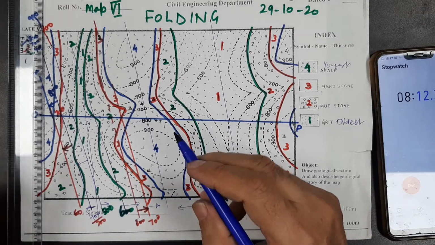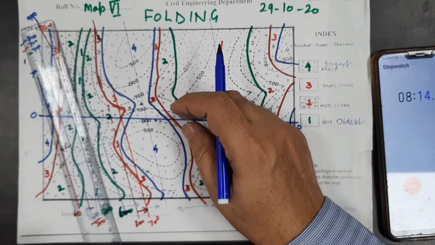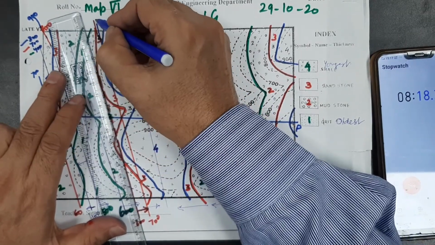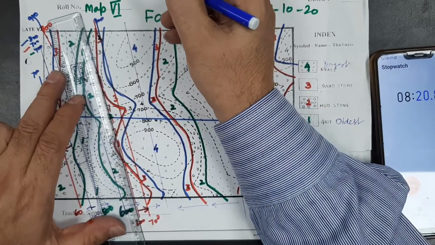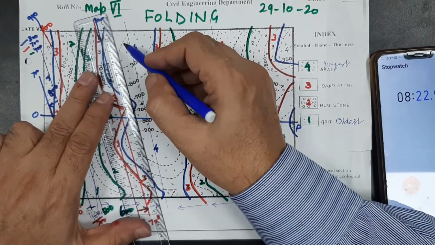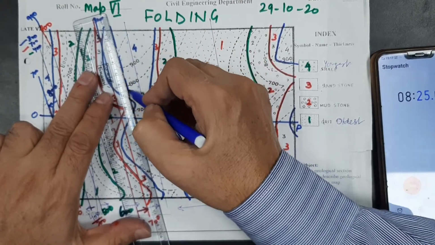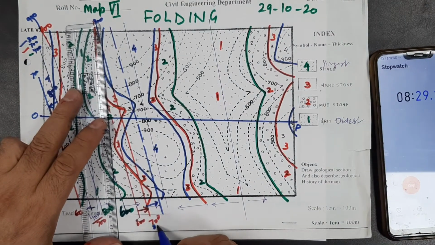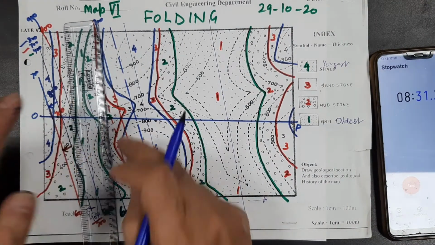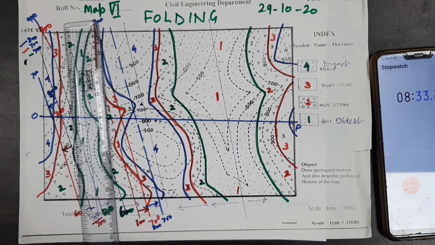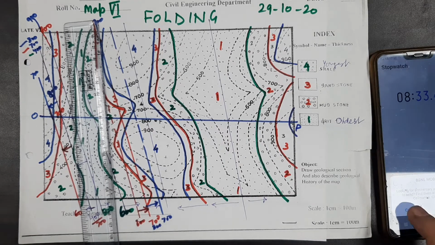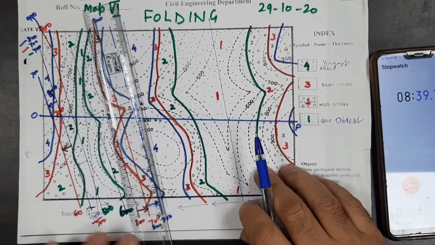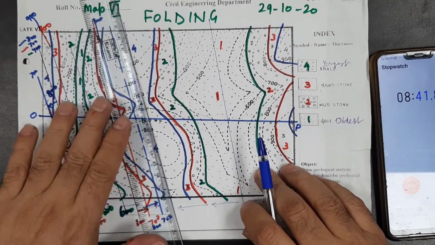Similarly, on the blue contact, you can take this to be 800, this to be 800, and we have to have one more strike line. I can draw it here, which is 700. So 800 and this is 700. We have got the angle of dip in this direction. So you can see that we have to draw a strike line on both contacts. The angle of dip has changed here.